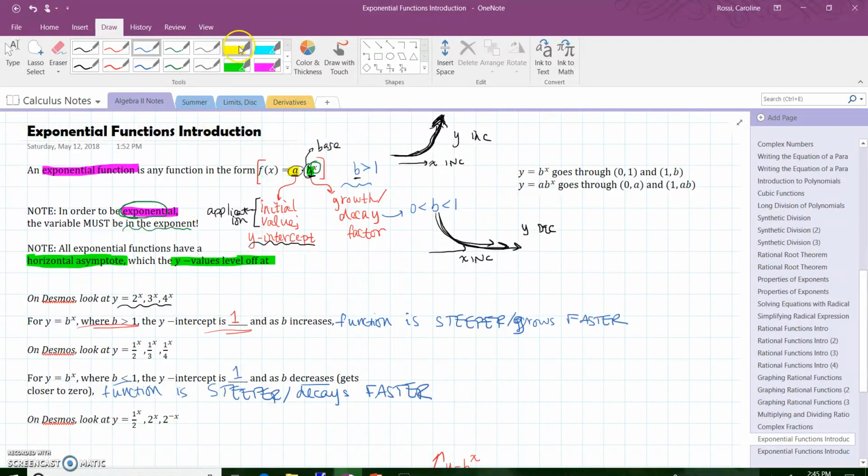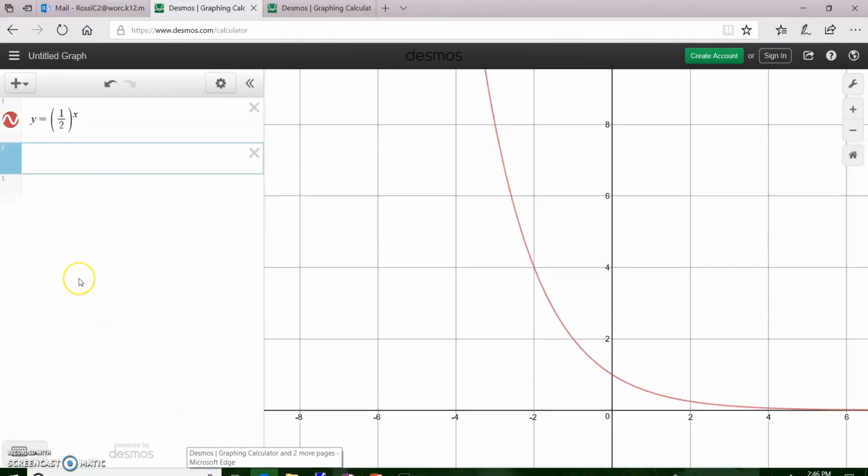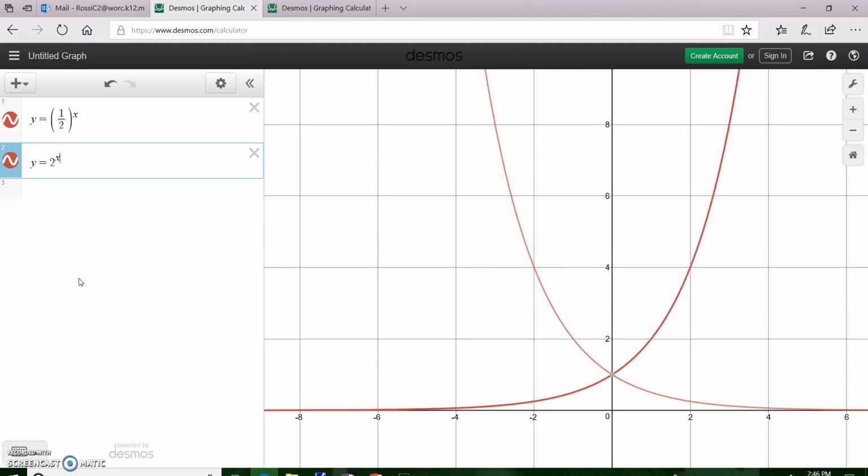So now I want to look at something here. You may have noticed this already. Let's look at a half to the x, 2 to the x, and 2 to the negative x. Here I have 1/2 to the x. Let's go ahead and graph 2 to the x right there. Actually, I don't want 2 to the x, I want 2 to the negative x. Holy moly, it was the exact same thing as 1/2 to the x. How on earth is it possible that 1/2 to the x is the same exact thing as 2 to the negative x? We're going to look at that in a moment.